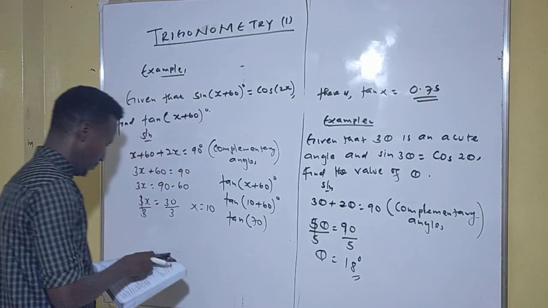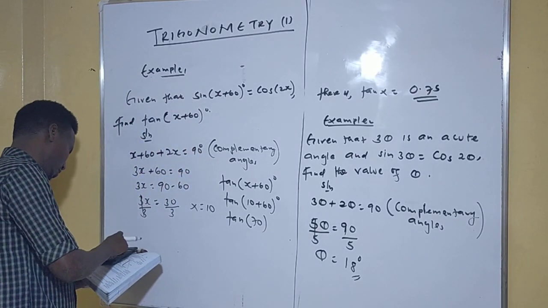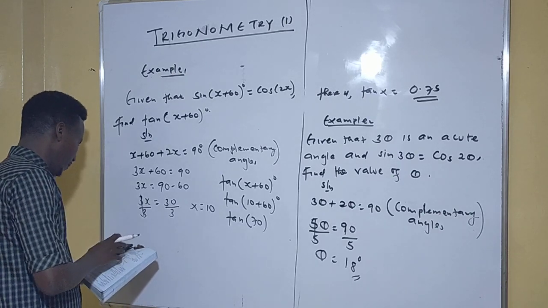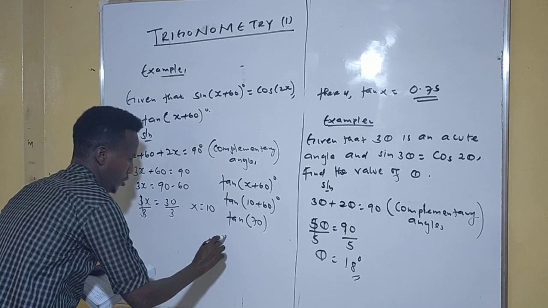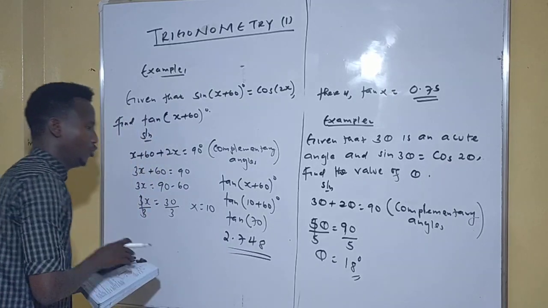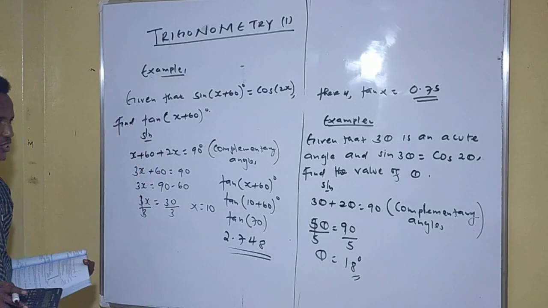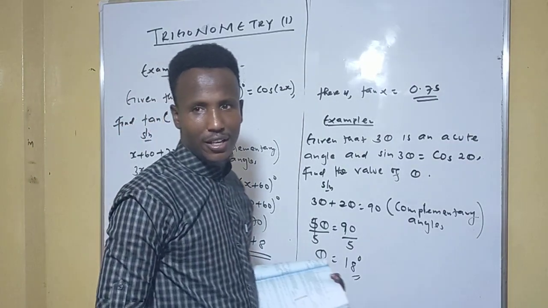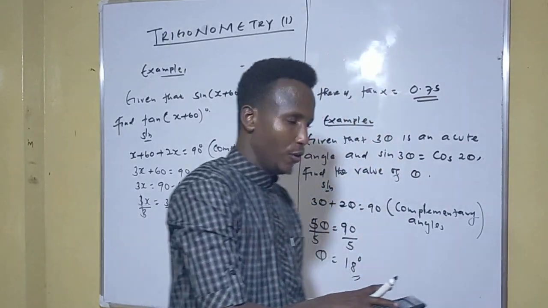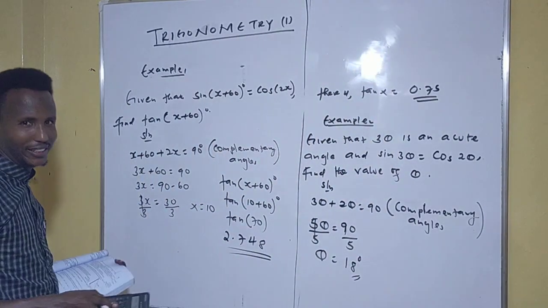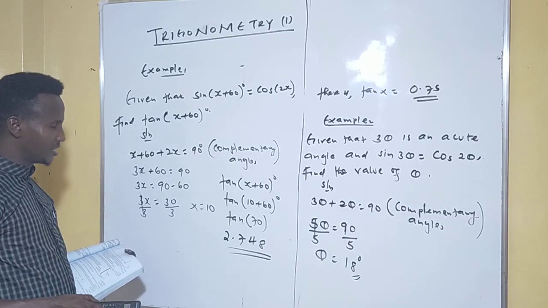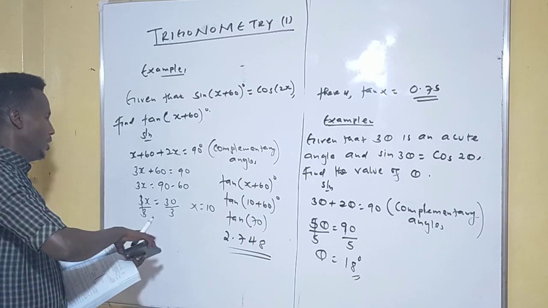Get your calculator. Tan 70 is 2.748, okay? That would be the final answer. Don't forget that. So these ones are very easy. They are complementary. But you must know the easier ones, so that you can go for the harder ones in Form 4 and Form 3. Don't worry about that. Still it's a Form 4 concept, don't worry. I'll make sure to exhaust my energy until you realize that you have understood this thing. So this is how you're going to solve.